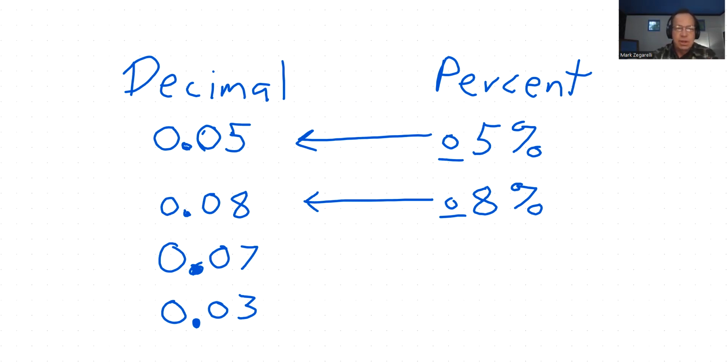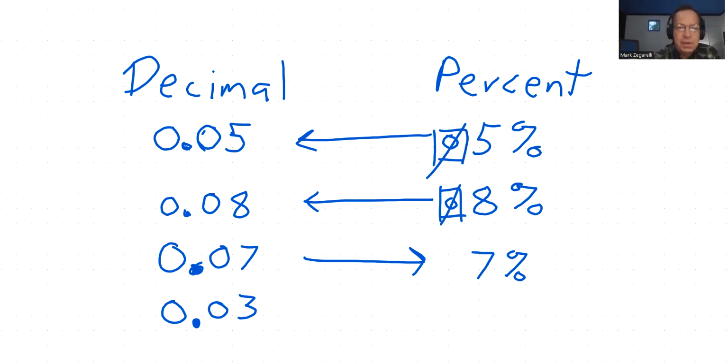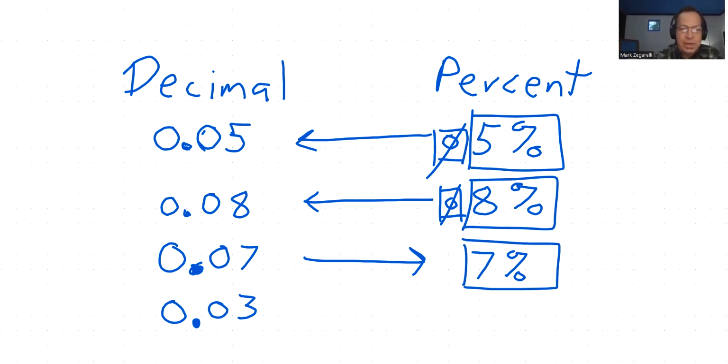So over here, when we have 0.07, we can express that as a percent just as 7%. So now it's safe to drop that zero, and in most cases, we will. We really don't need to have these zeros here. I'm just putting them in as examples, but 5%, 8%, 7%. And now this would be 3%. Again, no need of the zero.